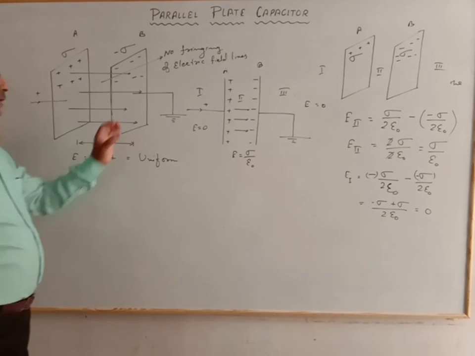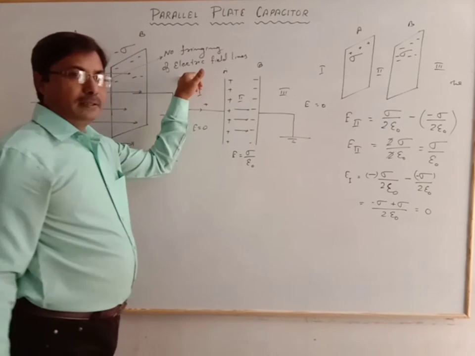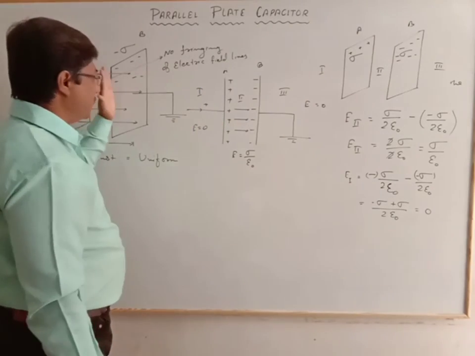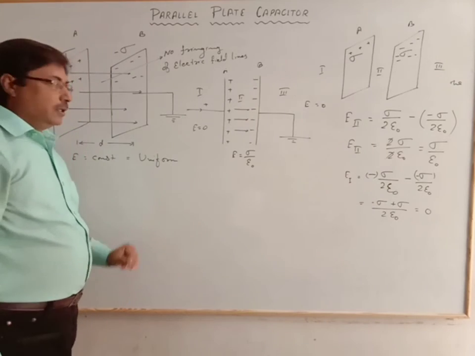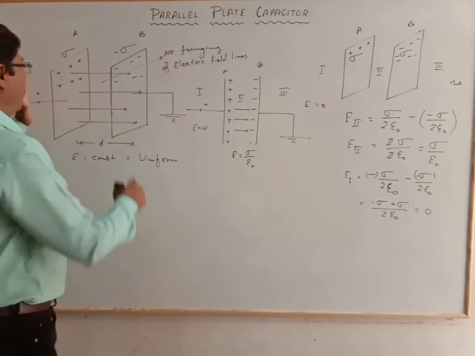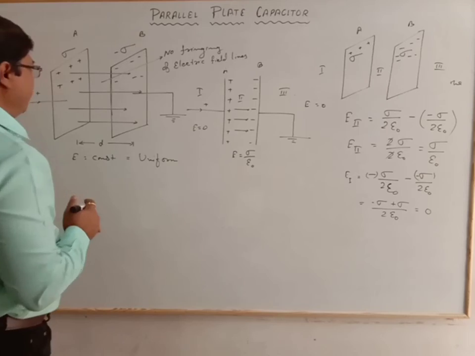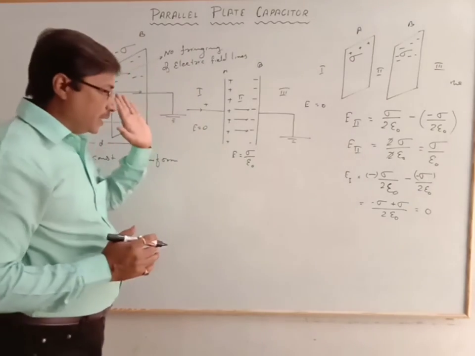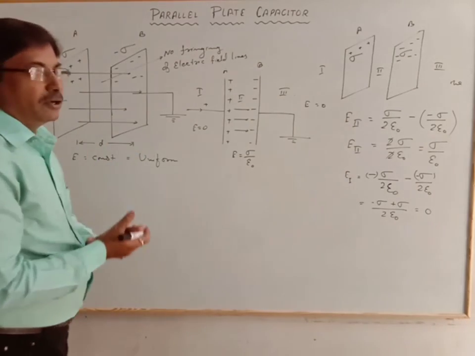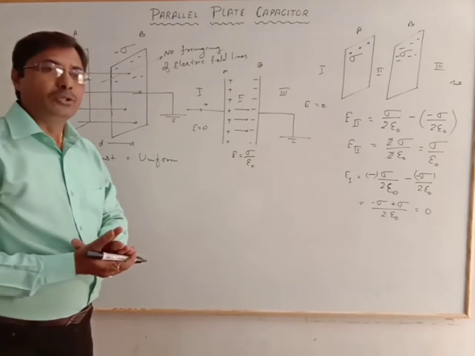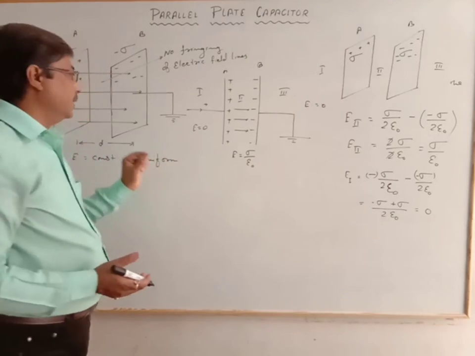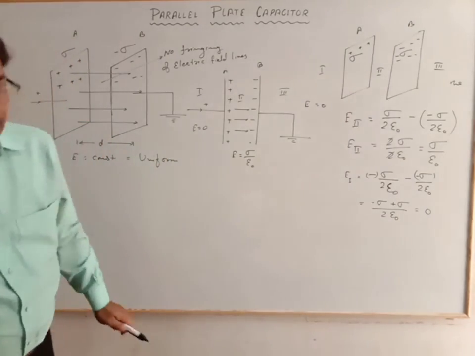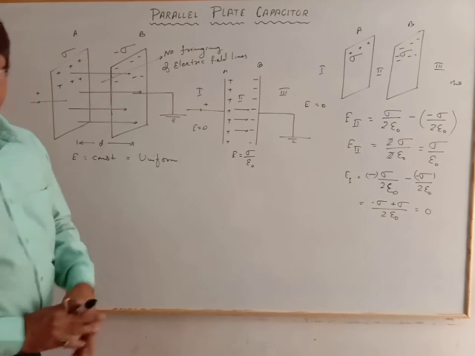Electric field lines are uniform, linear, and go from positive to negative. So there is no fringing, and no electric field lines either to the left of plate A or to the right of plate B. Since the electric field on either side is 0, the field only lies in between the two plates.